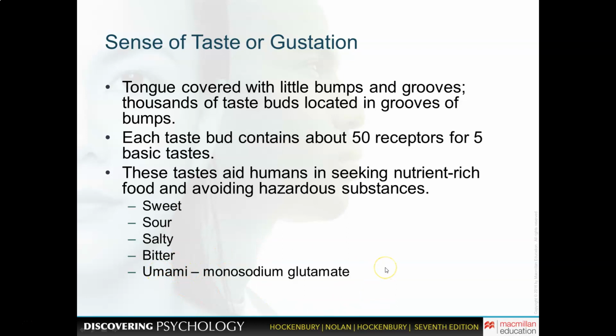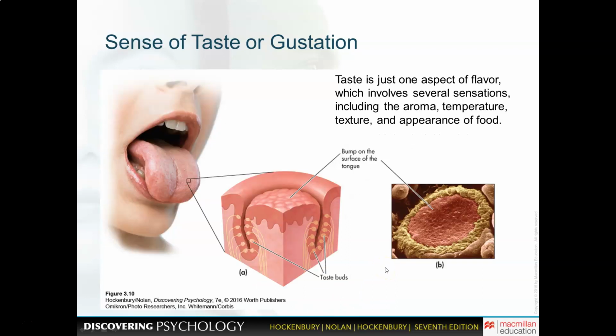Okay, let's look ahead here. This gives us an idea. This is an actual taste bud on the human tongue, and we can see all of the sensory receptors. Remember, there are about 50 sensory receptors in each taste bud.